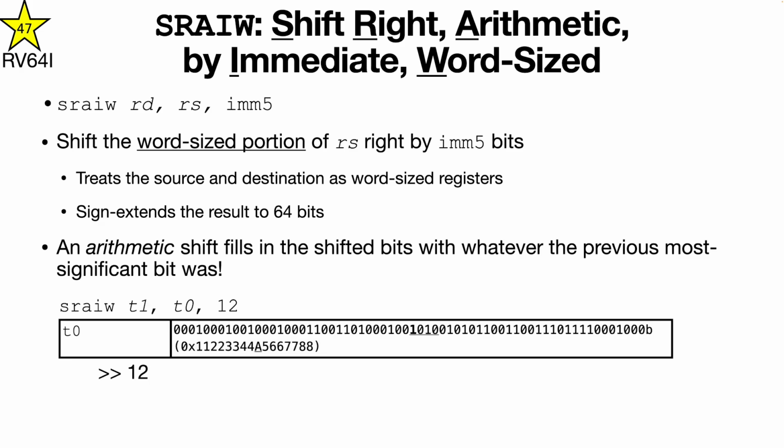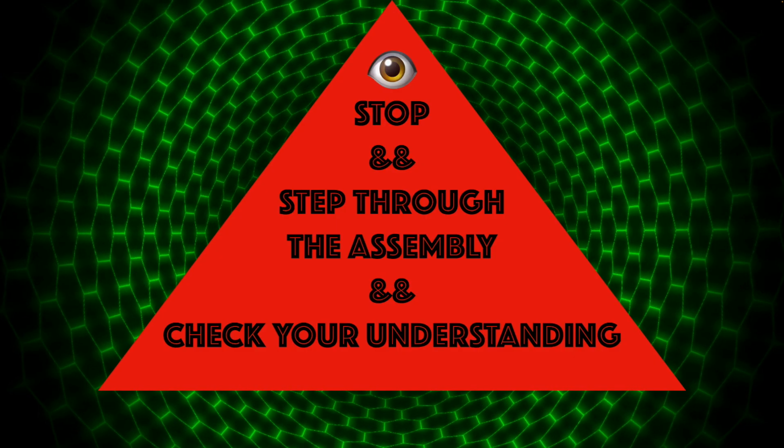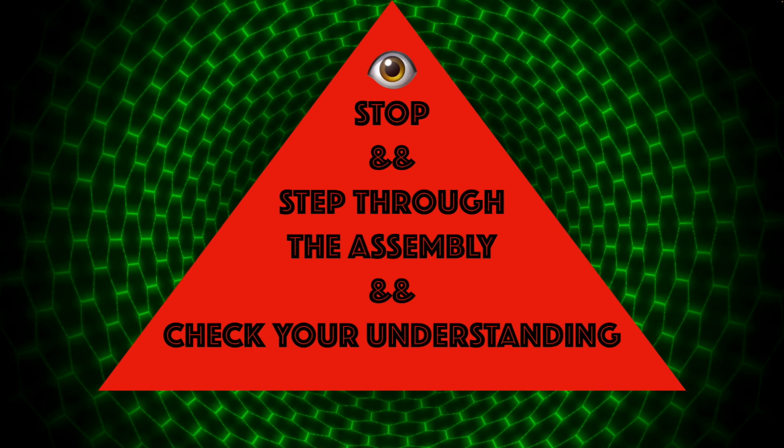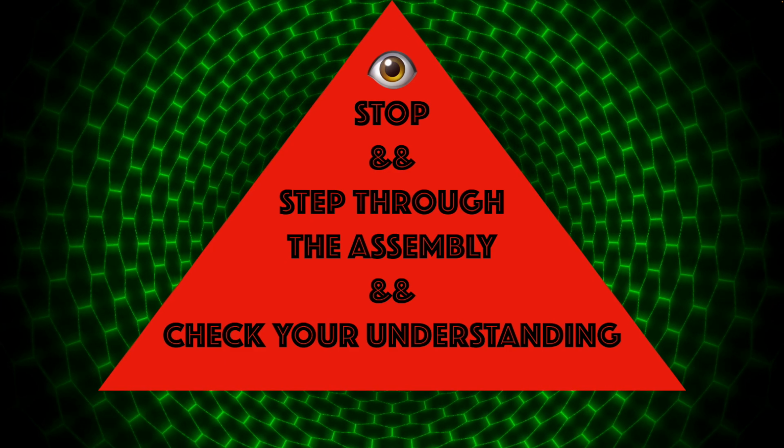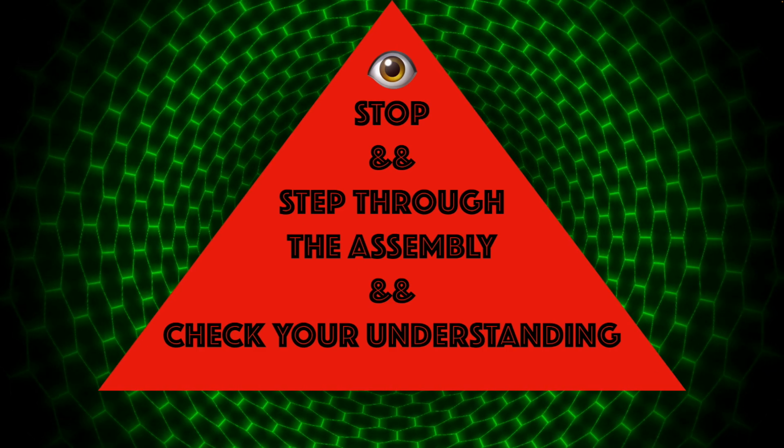Now back to that example where instead I use 11223344A5 just to force the upper bit to be 1, and they all shift down by 12, and the upper 1 is filled in for that. So nothing should be too surprising here. We're really just dealing with permutations that we've already seen multiple times. So one last time into the breach. This is going to be your last time stepping through the assembly and checking your understanding of these last of the 18 variants of shifts.